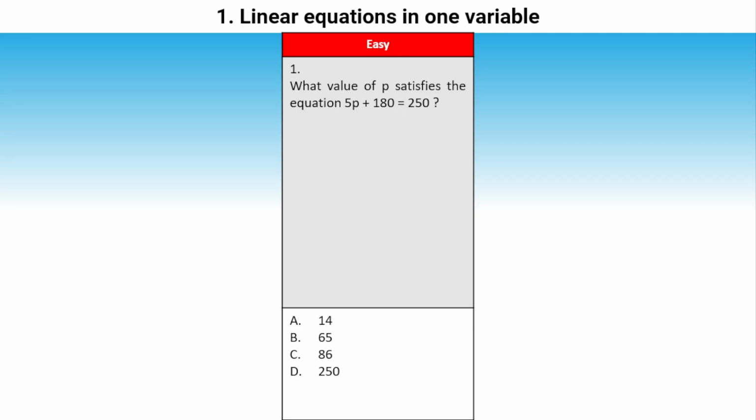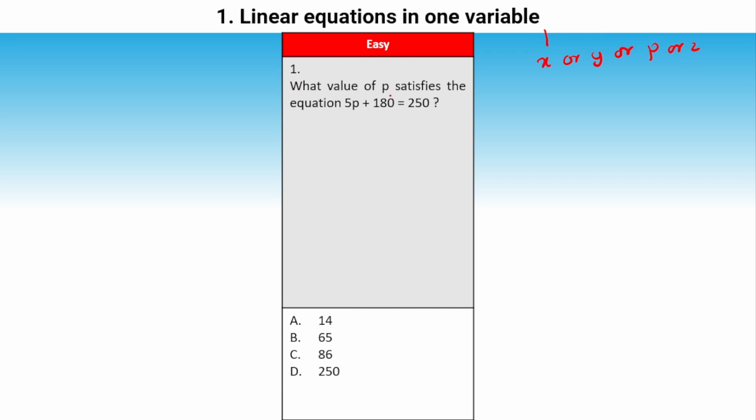So the first one is linear equation in one variable. In linear equation in one variable, you have to find the value of x. Okay, there will be a single variable, maybe x or y or p or z. You have to find or solve for those. Okay, so let's solve this first one, that is equation 1.